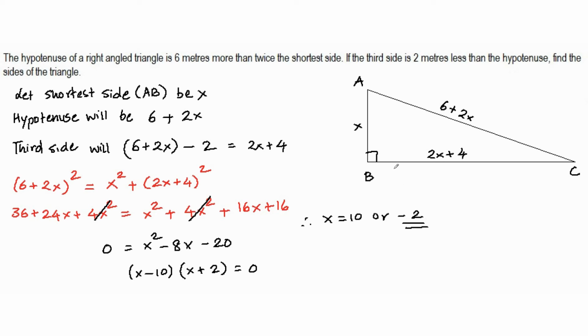Now again, the side of a right angle triangle cannot be negative, which is why we discard x equals negative 2 and we consider x as 10. So the sides are 10. The hypotenuse is 6 plus 2 times 10, so 6 plus 2 times 10 is going to be 26. And the third side is going to be 2 times 10, that's 20, plus 4, so it is going to be 24 centimeters. So the three sides are 10 centimeters, 24 centimeters and 26 centimeters.